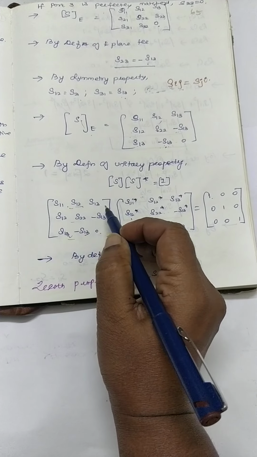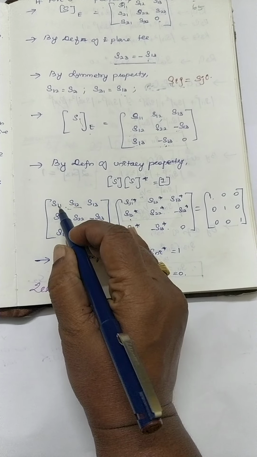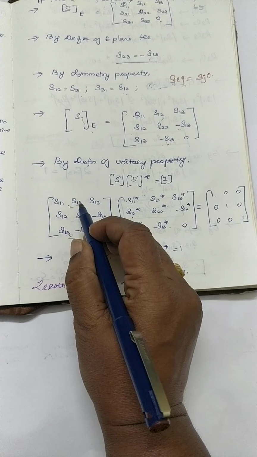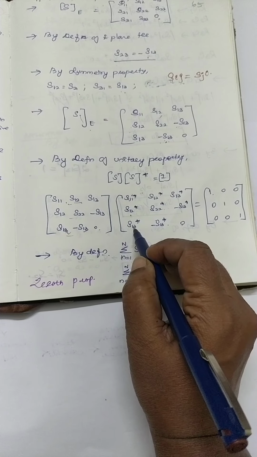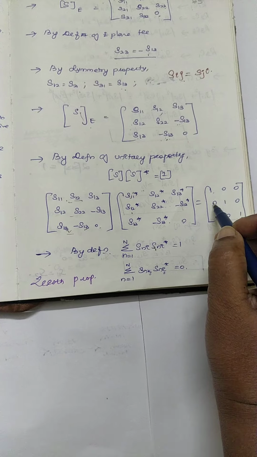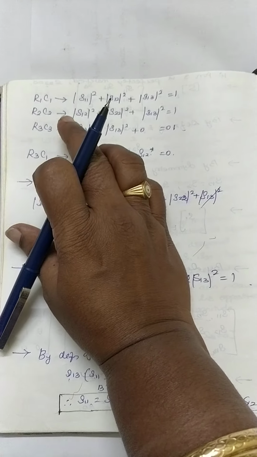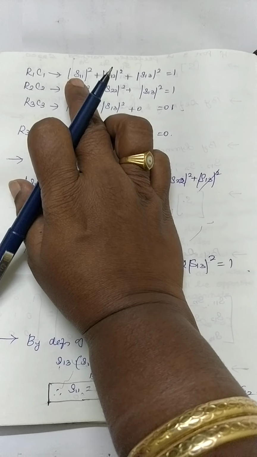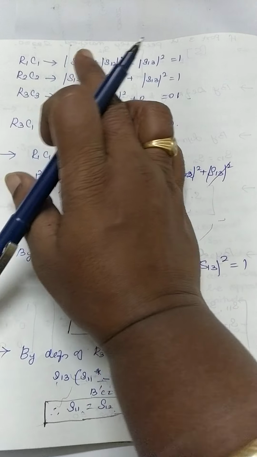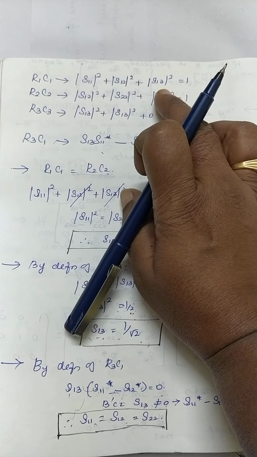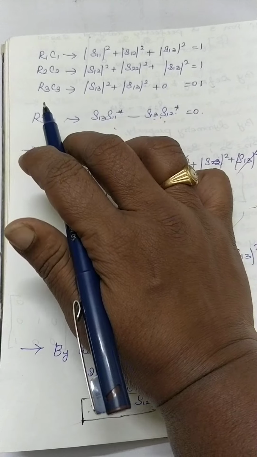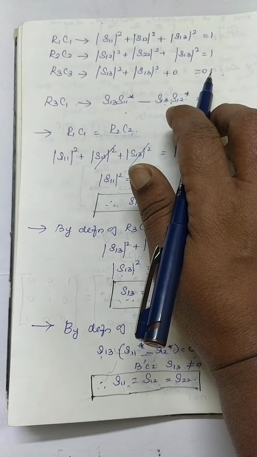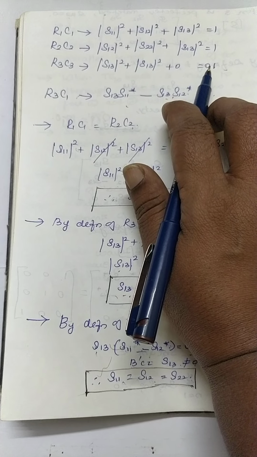Now let me take R1 C1. So S11 S11 conjugate plus S12 S12 conjugate plus S13 S13 conjugate equal to 1 plus 0 plus 0. So that's what is written over here as R1 C1: S11 times S11 conjugate is S11 square itself mathematically. So plus S12 square plus S13 square equal to 1. Similarly, I write R2 C2 and R3 C3. 3 sets of equations we get using the unitary property.